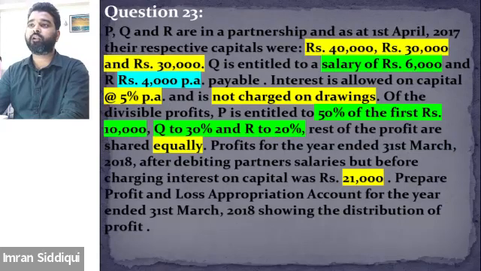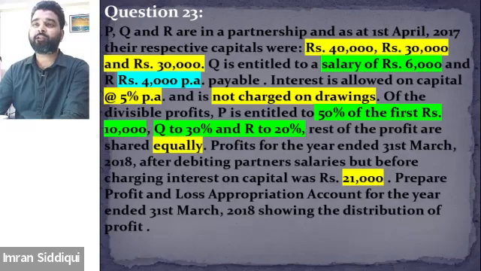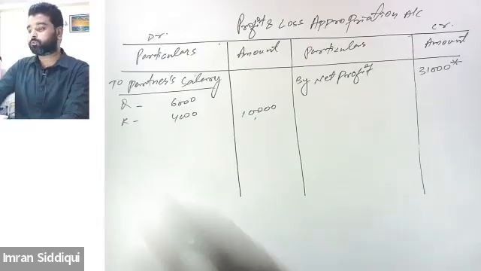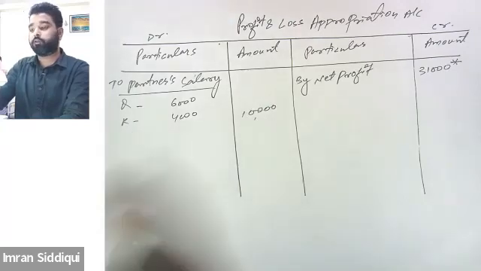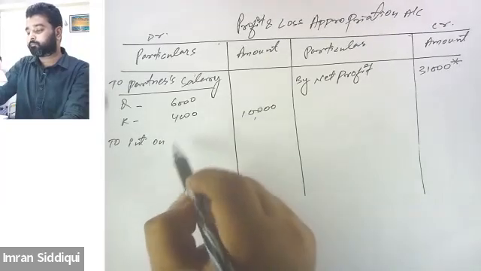Done. Okay. Now let's talk about the next expense. In the fourth line, it is written that interest is allowed on capital at 5% per annum and not charged on drawings. There will be no interest charged on drawings, but interest will be payable at 5% per annum on the amount of capital introduced by all the partners. So there are three partners, P, Q, and R. P has introduced 40,000 of capital. Q and R both have contributed 30,000. So now we will be giving interest on their capital contribution at 5%. So I'll have to write down interest on capital.